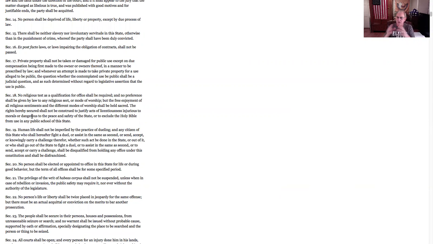We have religious liberty. Nobody's going to tell you how to go to church or not go to church. You don't have to be a member of a certain church or profess a certain creed to be in office. You can worship however you want, in whatever manner you want, and have whatever religious sentiments you want. And those are sacred. But because they're sacred, those rights are secured. And that will not hold up in a court of law if you try to justify acts of licentiousness, injurious to morals, or dangerous to the peace and safety of the state. Now, those moral duties are conformable to the will of God.